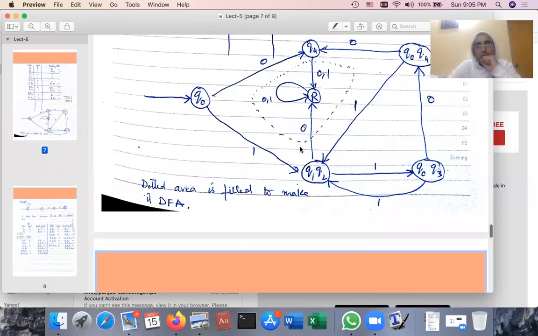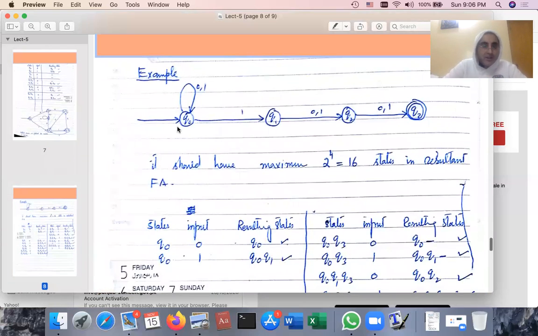If you make this dotted area a rejection state, then this would be the complete example of DFA. If you ignore it, then it would simply be an FA. Now another example.